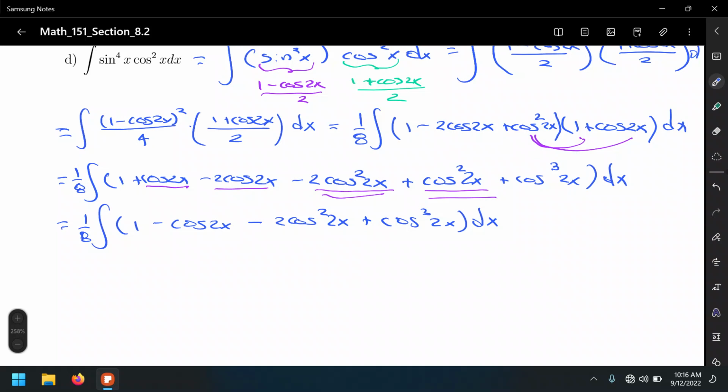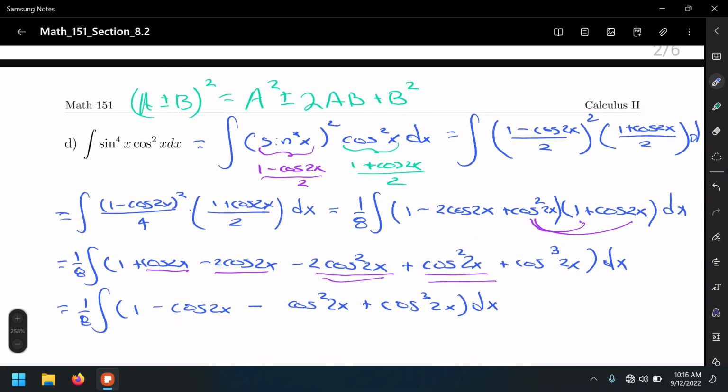The cosine squared 2x. Oh yeah, it should be negative only, right? Yeah, just negative. Okay, thank you. Okay, so what do we have for now?